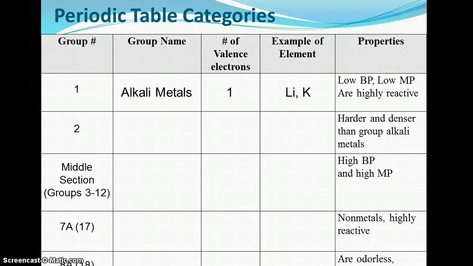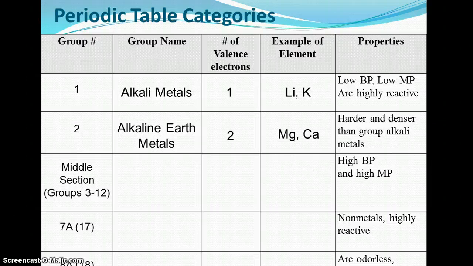Group 2 elements are called the alkaline earth metals. Because they are in group 2, they have 2 valence electrons. Examples of elements in this group include magnesium and calcium. These elements are harder and denser than the group of alkali metals.